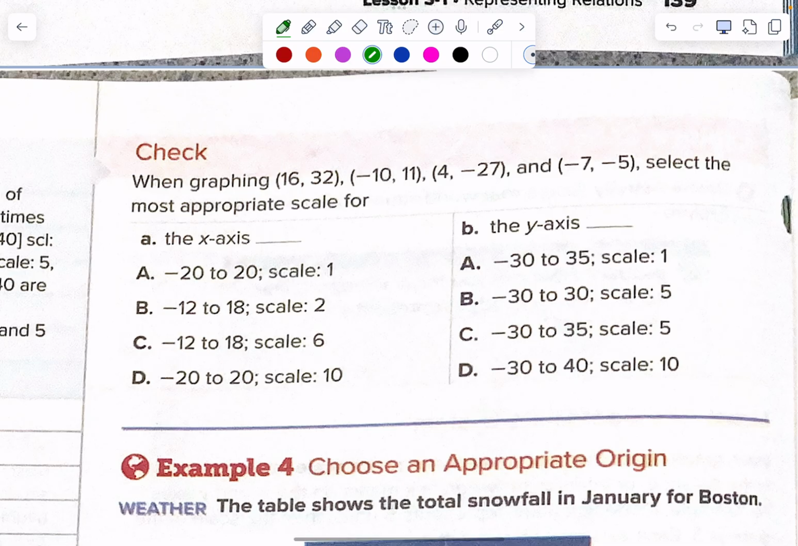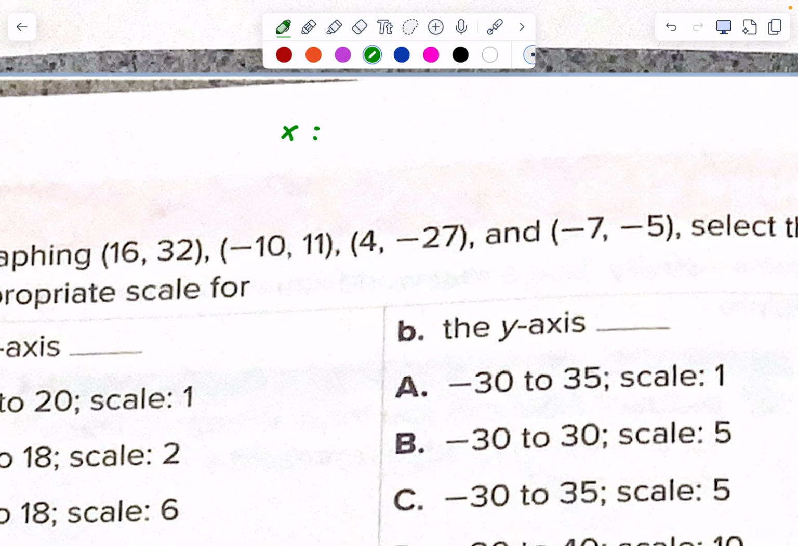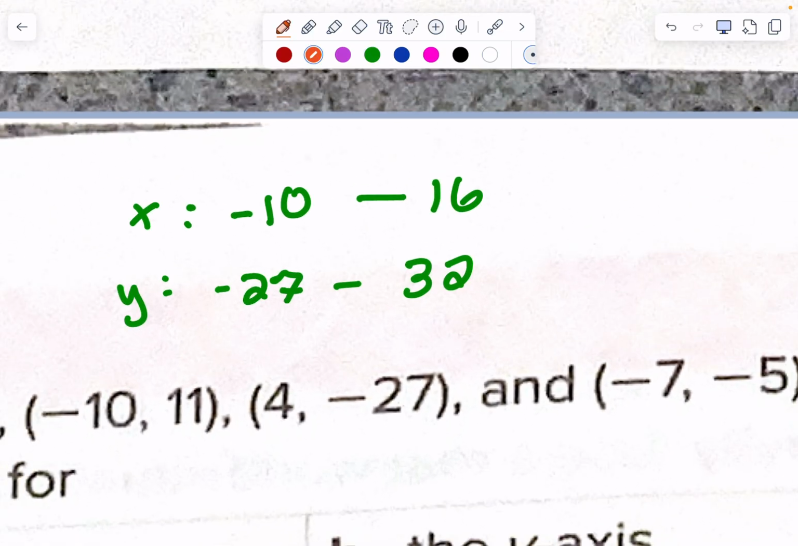For an appropriate scale, let's talk about our x's. What are our x's going from? On the check at the top, what's our lowest x number? Negative 10 to 16. Negative 10 to 16. Okay, then the y's are going from negative 27 to 32. Yeah, is that true? Okay, so what shall we go by on the x's? What should we go from? Negative 20. I want to go negative 20 to 20. That sounds good. What about the other one?